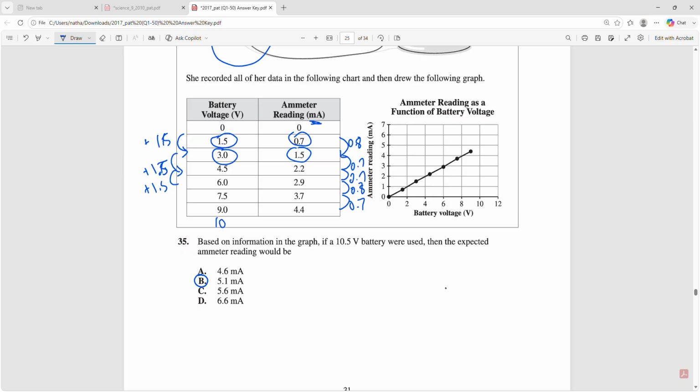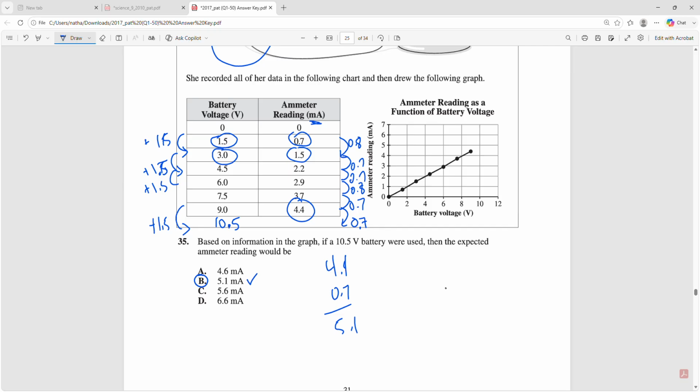So once again, from 9 to 10.5, we've changed by the same amount as we've seen so far. So I would predict that this would also increase once again by 0.7 milliamps. So if our last one was 4.4 plus 0.7, we're going to get 5.1 milliamps, and that gives us our answer B.